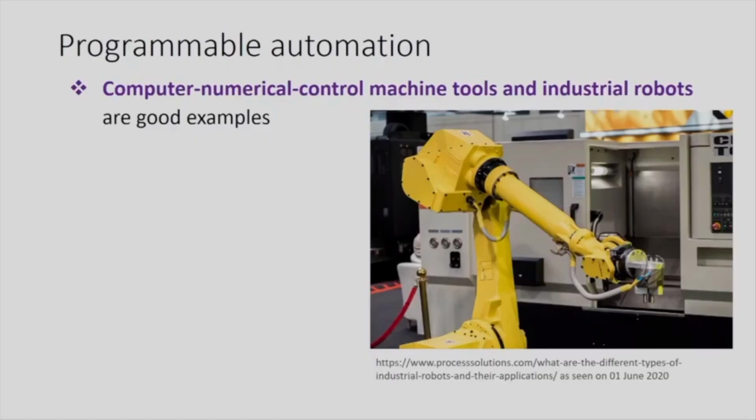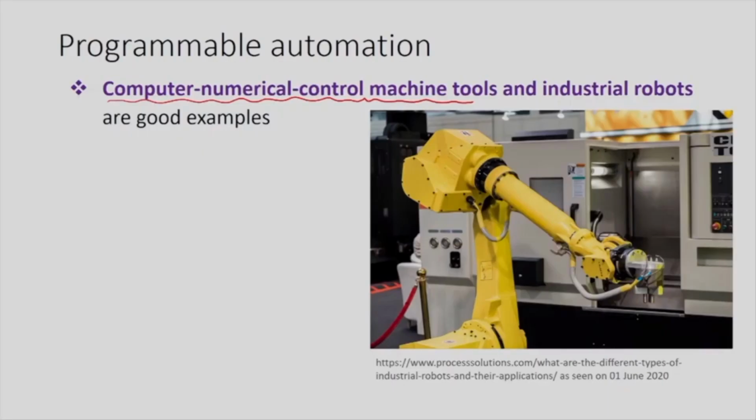So, what are the various examples of programmable automation? A very well known example is computer numerical control machine tools, CNC machine tools, CNC turning center or CNC milling center, that we call CNC machining centers. So, these are very general and very simple examples of programmable automation.